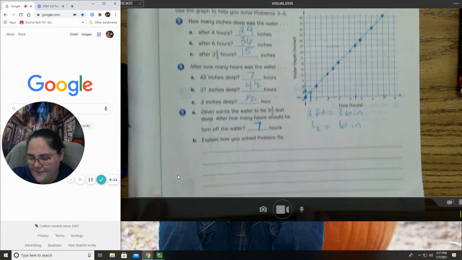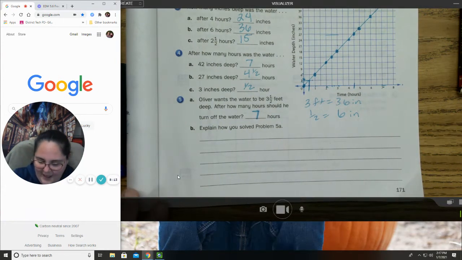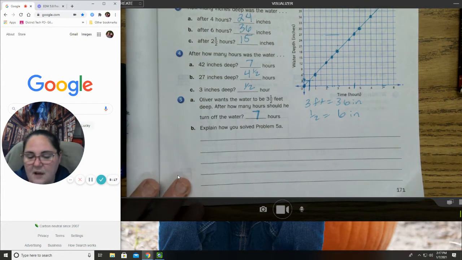Now it's time for the math part. So what's going to happen is we're going to look at this little next section together. So explain how you solved problem 5A. So what were my steps involved? What did I have to do?